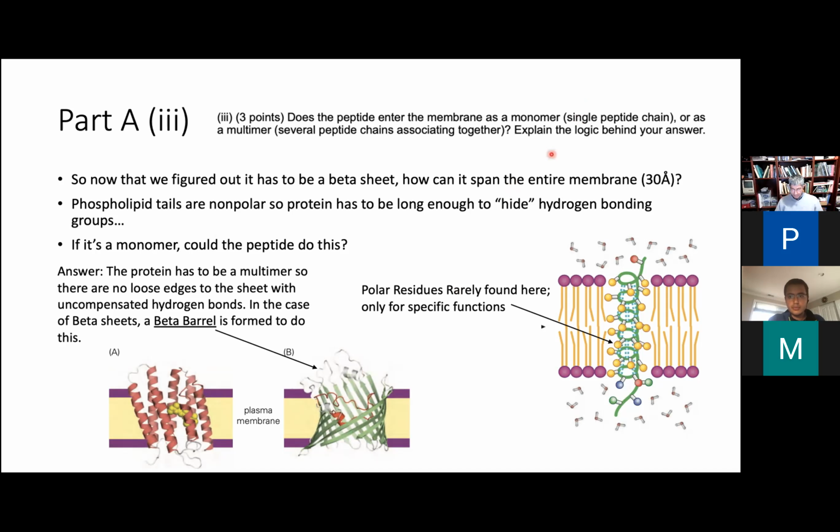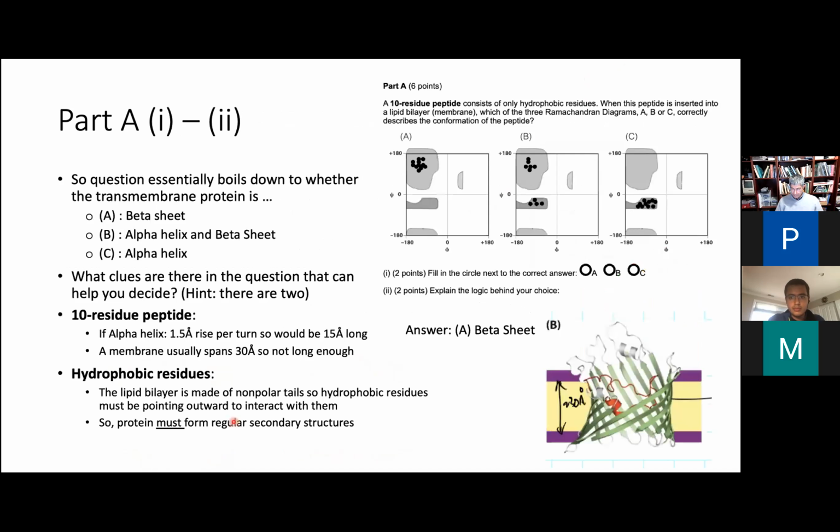Could I ask another question? Sorry for asking so much. Yeah, go ahead. It's kind of related to the first one. I thought that the reason we chose the beta sheet was because of the hydrophobic residues. But instead, is it because of the length of an alpha helix? Is that why we choose the beta sheet for this part?